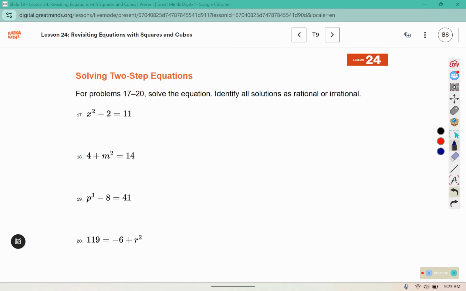Identify all solutions as rational or irrational. All right, so we're going to subtract 2. X squared equals 9. Square root both sides. X equals 3 or -3. 3 times 3 is 9. -3 times -3 is also 9. And those are rational because they terminate, they stop.